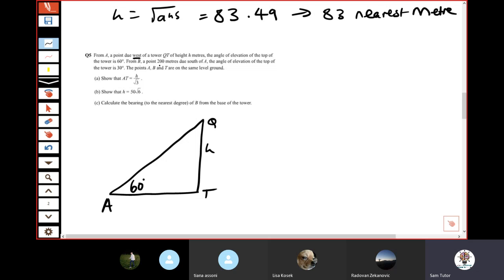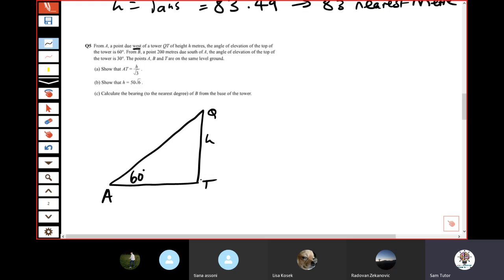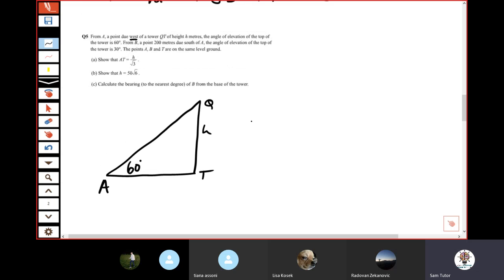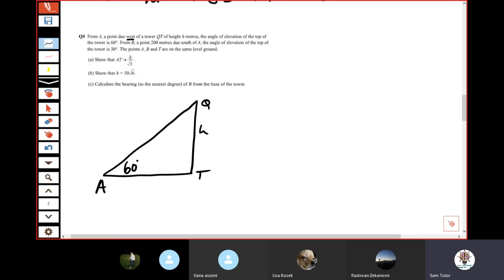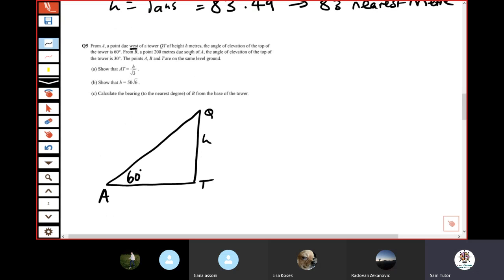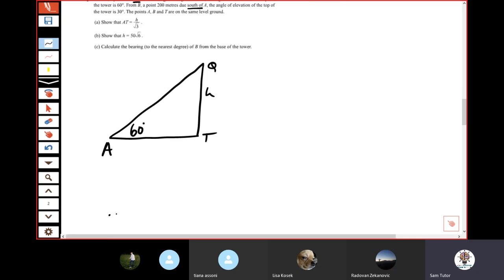From B, a point 200 meters due south of A. Okay, it's down here. The angle of elevation to the top of the tower is 30 degrees. All right, so it just changed a little bit, only because this one specifically says due south of A. But don't worry, you're still going to do that. Watch what will happen. This was point B. This is 200 meters due south.